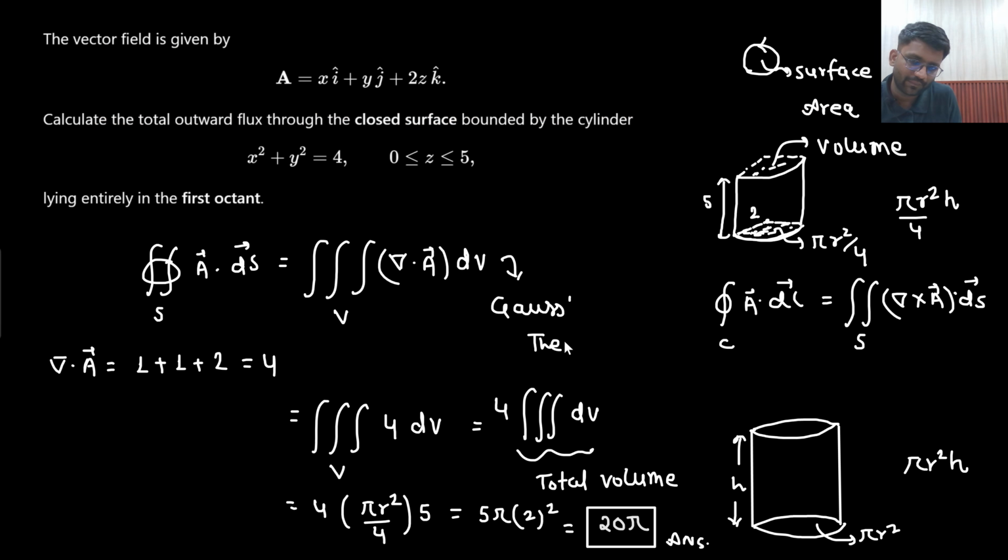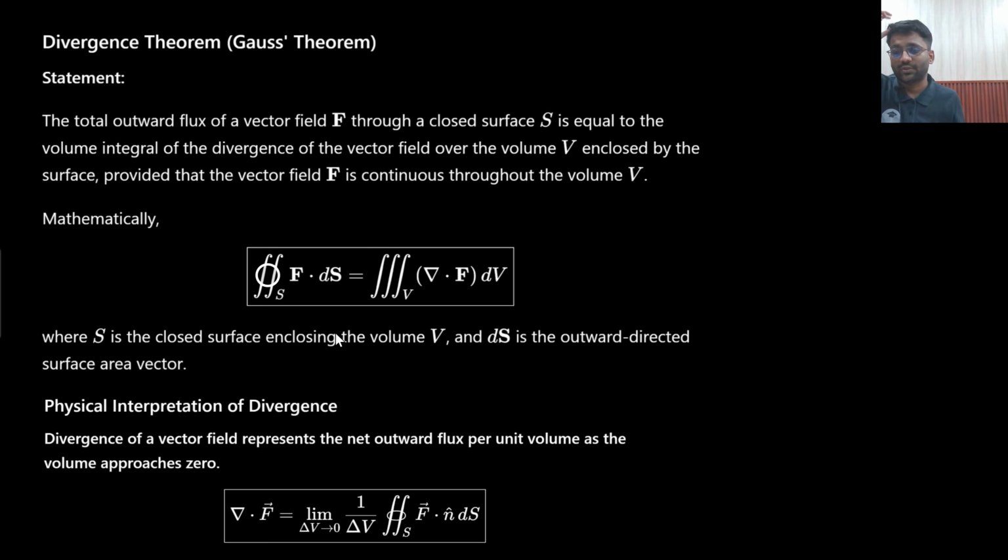Gauss theorem. Okay. So this is the Gauss theorem. The total outward flux of a vector field f through a closed surface S is equal to the volume integral of the divergence of the vector field over the volume V, enclosed by the surface, provided the vector field f is continuous throughout the volume.